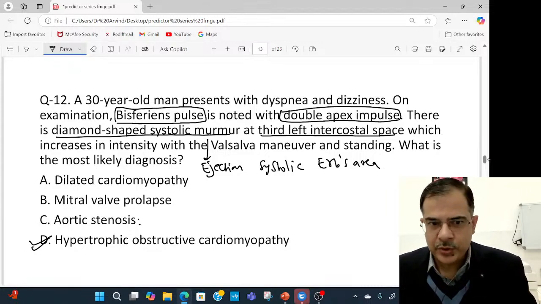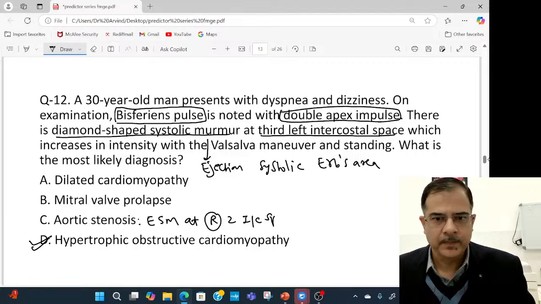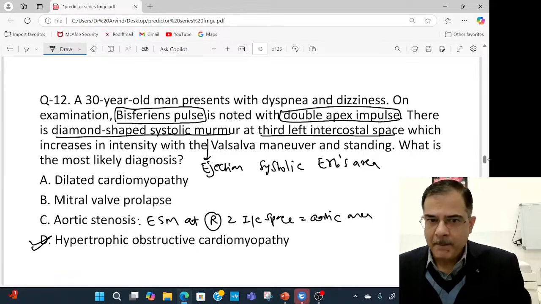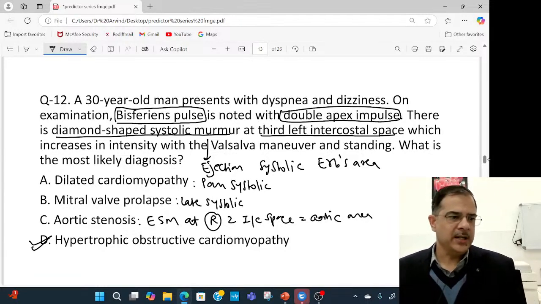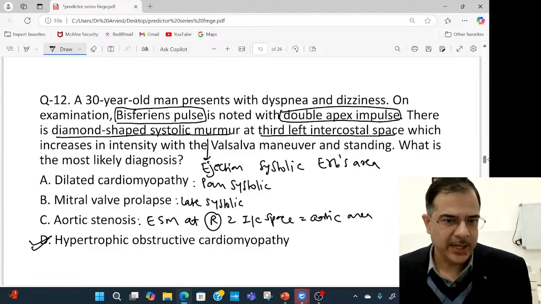Why is it not aortic stenosis? Because it is an ejection systolic murmur, but at the right second intercostal space, that is the aortic area. While mitral valve prolapse causes a late systolic murmur. Dilated cardiomyopathy has a pansystolic murmur. So the correct answer here will be HOCM.